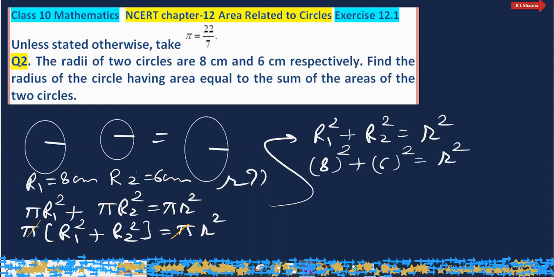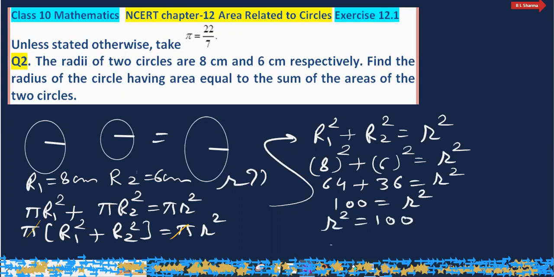That is r square. 8 square is 64. 6 square is 36. That is r square. 64 plus 36, that is 100. That is r square. So r square is 100. r is the square root of 100, that is 10. So the radius of the circle having the area equal to the area of the circles with radius 8 centimeter and 6 centimeter will be 10 centimeter.